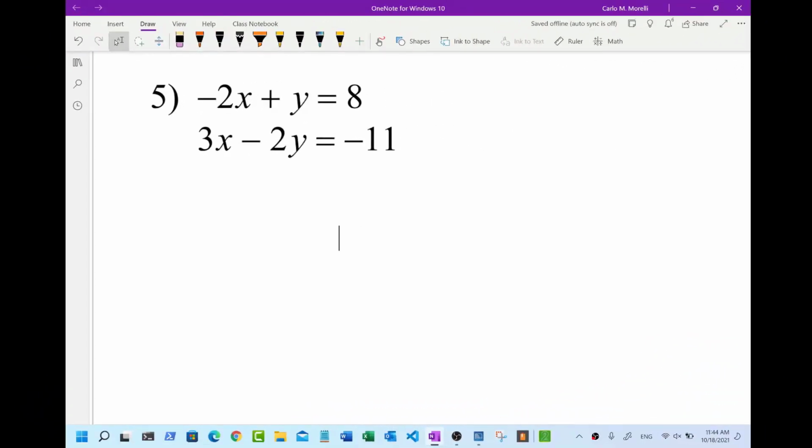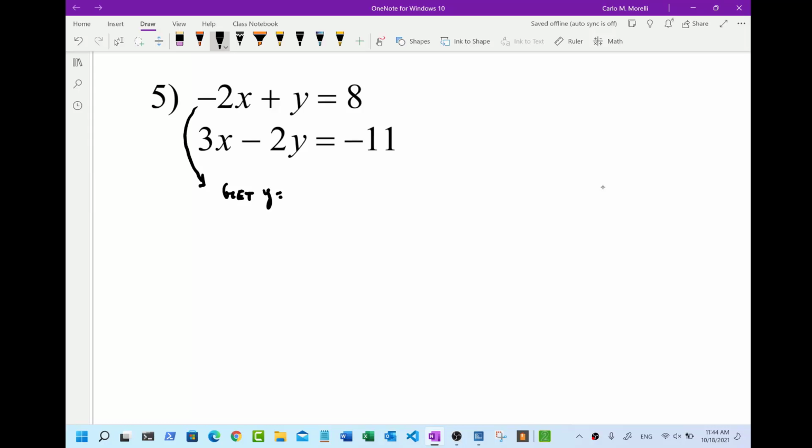All right, here we are with number 5. So in this problem, we're asked to solve using substitution, not elimination, and not a calculator. So in order to do that, I have to first get one of these equations with y by itself, and the easiest equation is going to be the top one. I mean, I could get either variable by itself, but what we're going to do is get y.